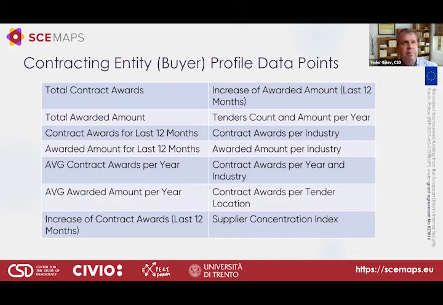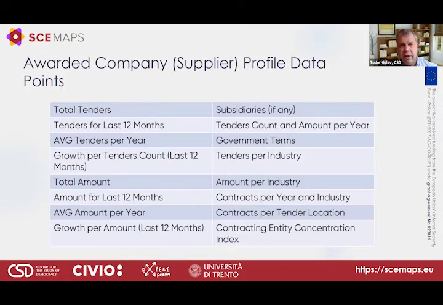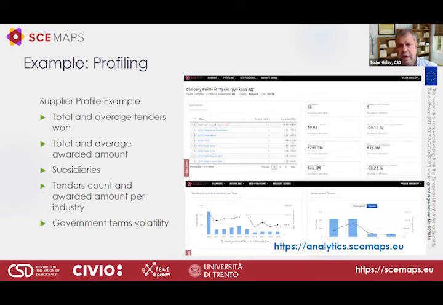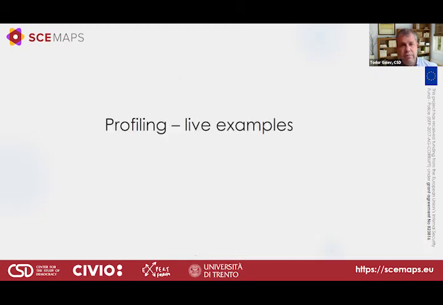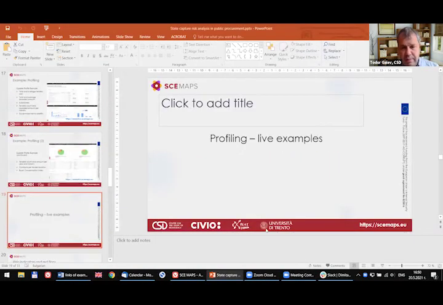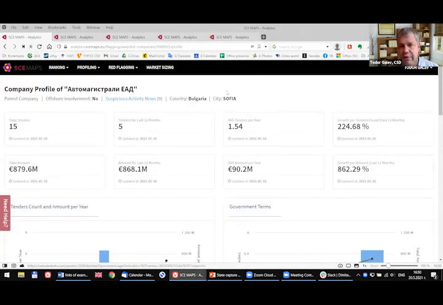Here are the data points or the different data that you can get in the profiling section for each company or for each contracting entity. I'll not stop on this. Here are some examples, but I'll go directly to a live example, let's say. This is the company profile of Automagistrale EAD. This is Highways, it means highways in Bulgaria. So this is a construction company, state-owned, specialized in constructing highways and roads.